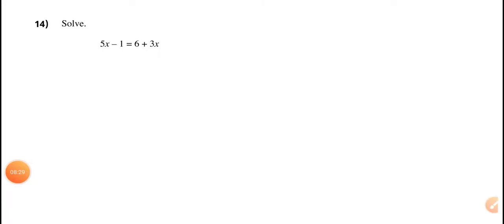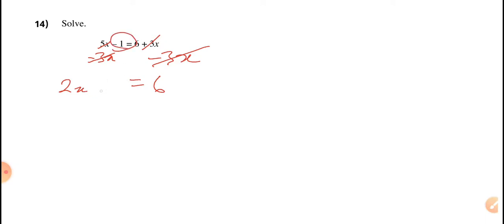So how do you get rid of this plus 3x? Well, we have to take away 3x on the right and take away 3x on the left. So on the right hand side, the plus 3x and then minus 3x cancels out as we wanted, leaving us with just 6 on the right hand side. And on the left hand side, the plus 5x and the minus 3x. So 5x take away 3x is 2x. And the negative 1 is just left as it is. We didn't do anything to it, so just copy that down. 2x minus 1 is equal to 6.